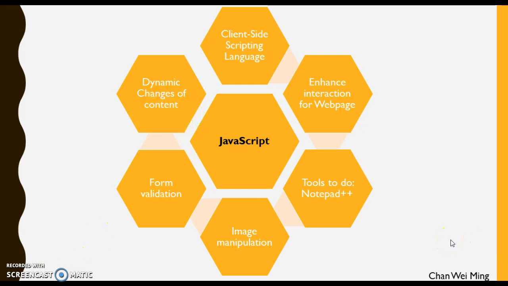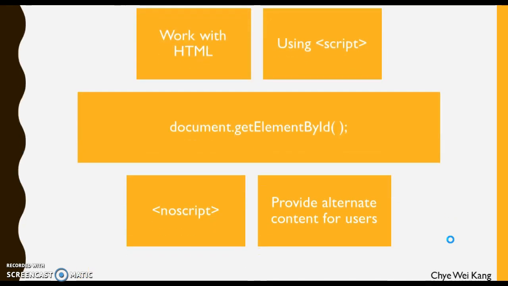JavaScript can also work together with HTML. First, you have to open a script tag. This tag is used to define JavaScript. Then, you can choose the document.getElementById method to access an HTML element inside the script tag. This is the most common method that most people use.